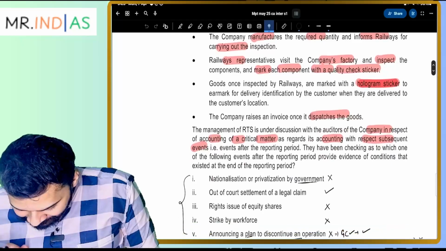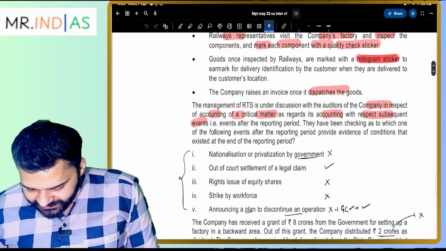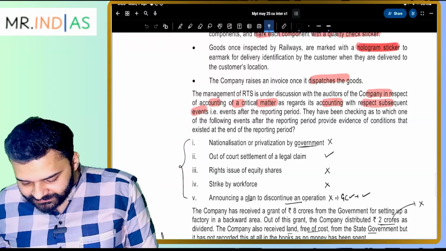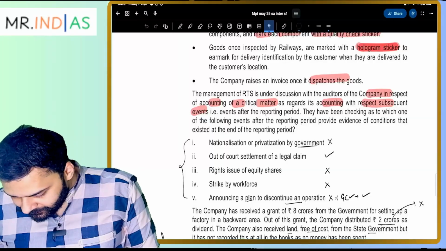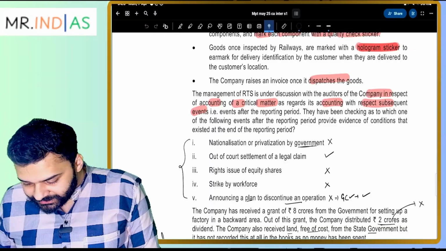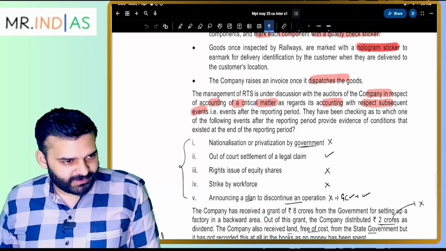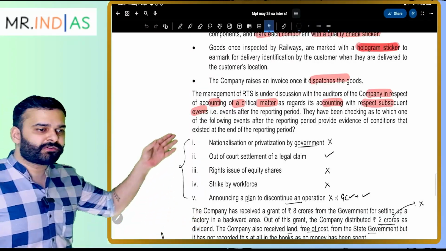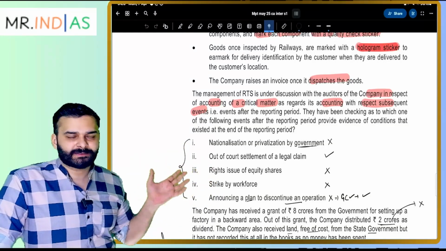So the company can book revenue when the railway or its representative checks and puts a hologram sticker on the goods. The management of RTS is under discussion with the auditor of the company with respect to accounting of a critical matter regarding subsequent events. The event after the reporting period, they have been checking which of the following events after the reporting period provides evidence of conditions that existed at the end of the reporting period. They are asking, from 1 to 5, which of the following events is an adjusting event or non-adjusting event as per Accounting Standard 4.